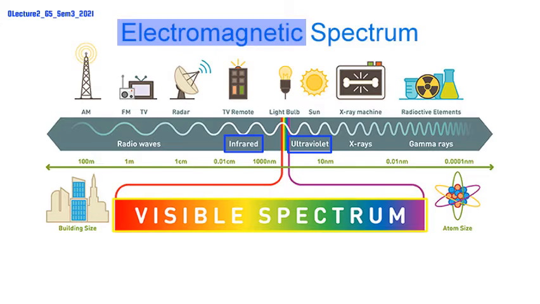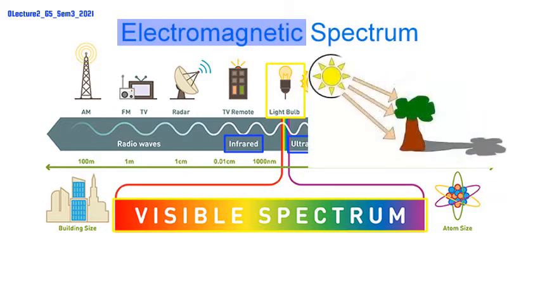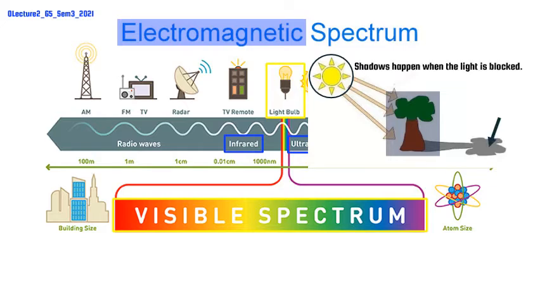Light has different sources. Electric light bulbs are artificial light sources, while the sun is a natural light source. When the white light of the sun is blocked by an opaque object, a shadow is formed. So this is how shadows happen. They happen when the light of a light source is blocked by an opaque object.